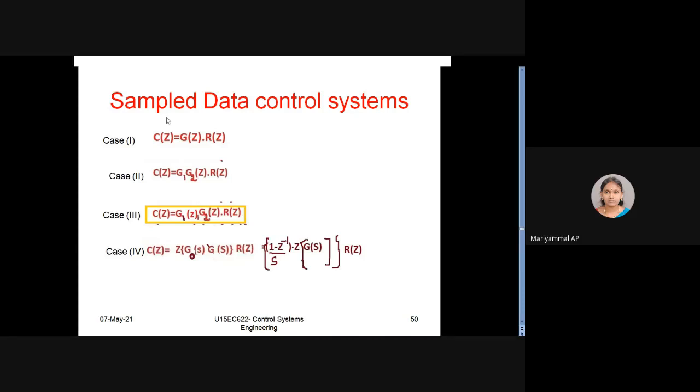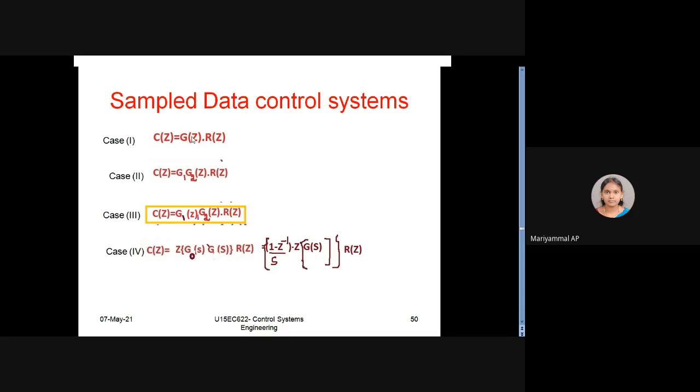In the sampled data control system, with the help of the simplification of blocks, we have four cases. The first case has simply only one block present with one sampler.